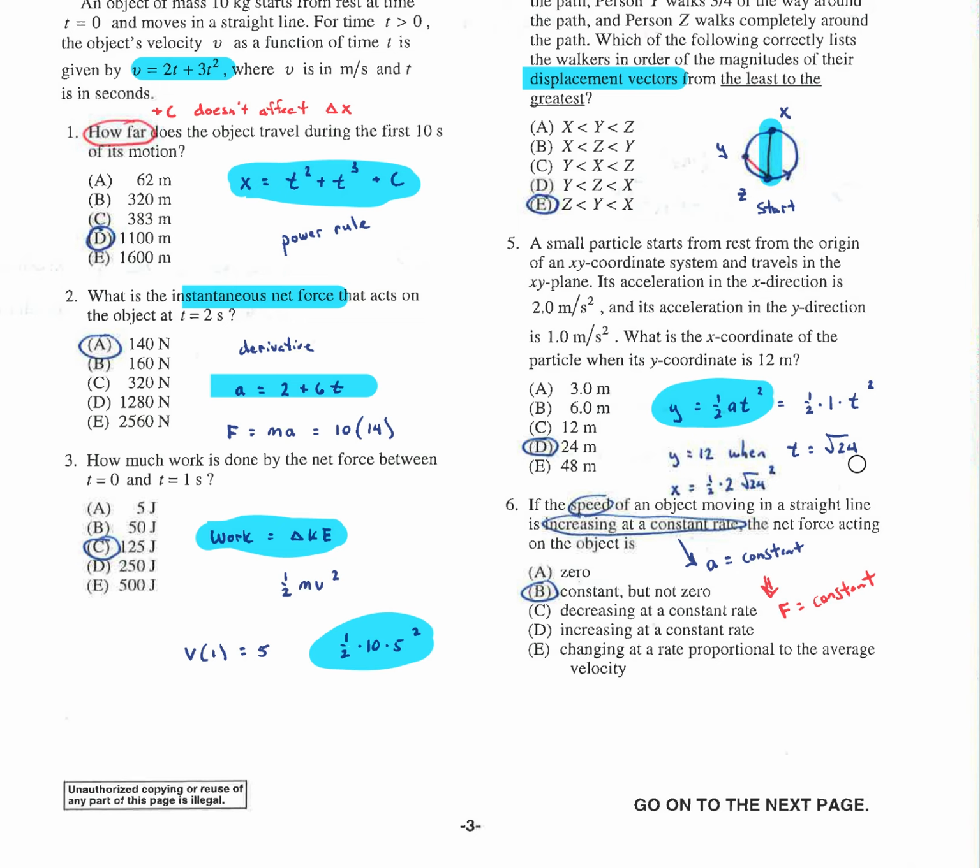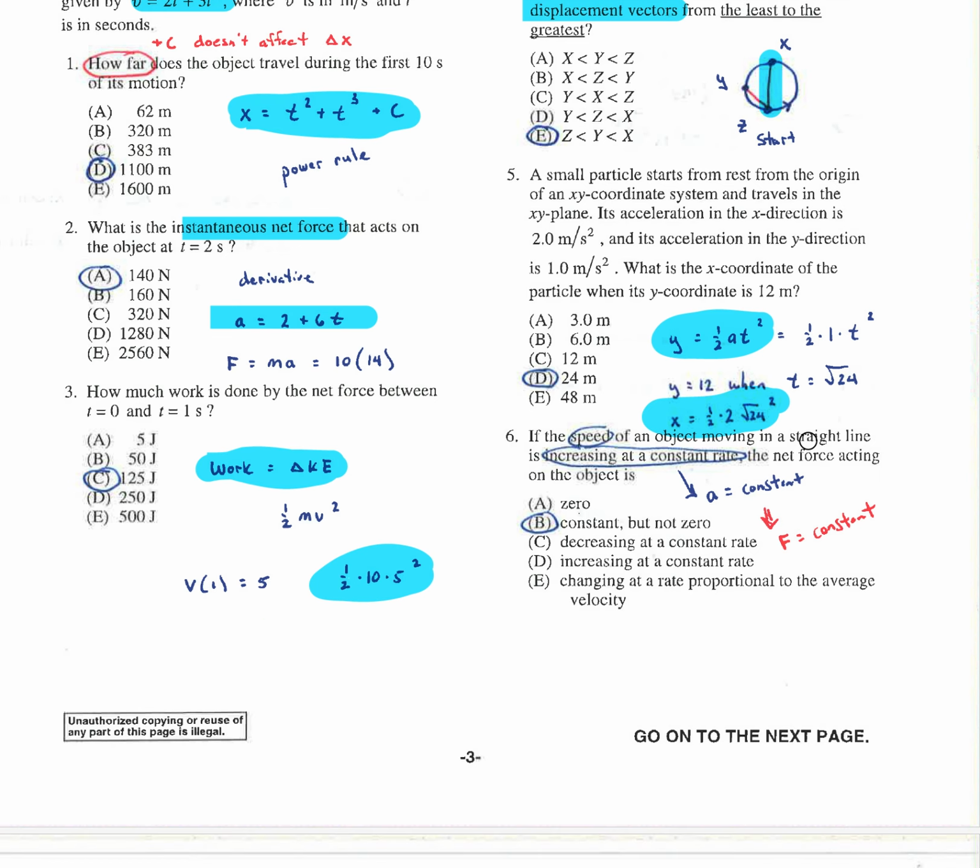The time it would take is the square root of 24. Then plug that time into the x equation, 1/2 at squared, using an acceleration of 2 in the x direction. So the square root of 24 squared is 24, the half and the 2 cancel, and you get 24. Again, you're really just using the basic kinematic equations. No initial position, no initial velocity, and you're finding a certain position x related to a certain position of y.